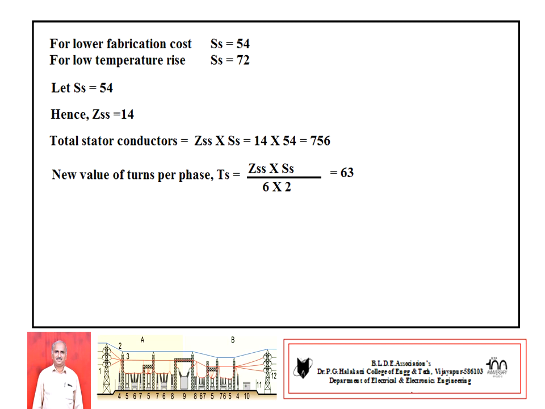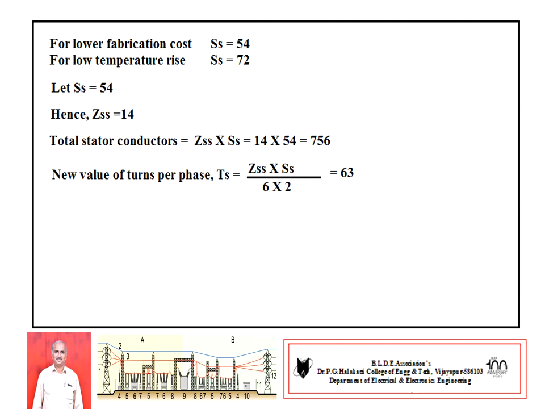Hence, both are eligible. The designer should decide which one should be the best design. As per minimum cost, lower values of SS should be the best choice. As per low temperature rise, better cooling purpose, we can go for more number of slots. So you can write there. So in usual practice, we are going to select number of stator slots for minimum cost or low cost. Let SS equal to 54.